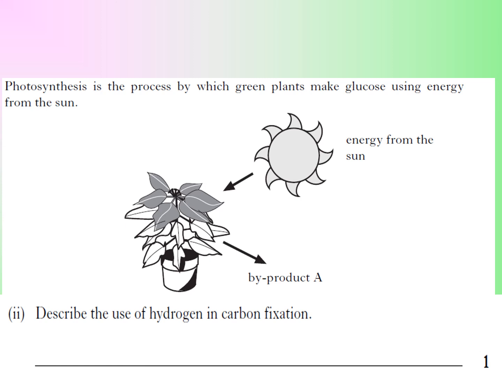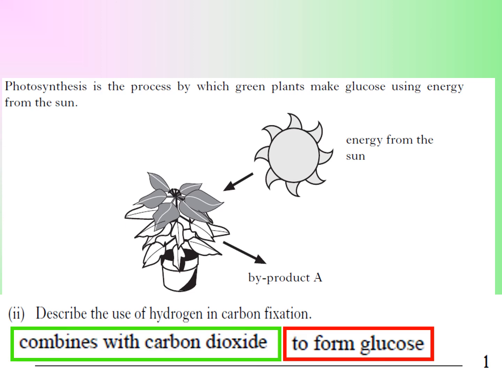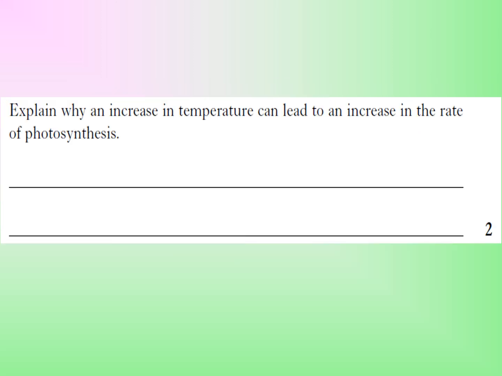Describe the use of hydrogen in carbon fixation. So that is what's the role of hydrogen. And if you remember what I said, the role of something, its use is what does it join with and what does it form? So hydrogen joins with carbon dioxide to form glucose. Now you'll notice that to form glucose on its own it's wrong. However, if you say what it joins with and what it forms, that would be correct.